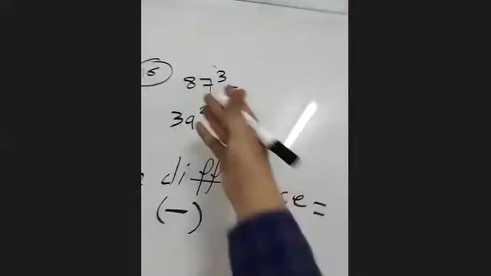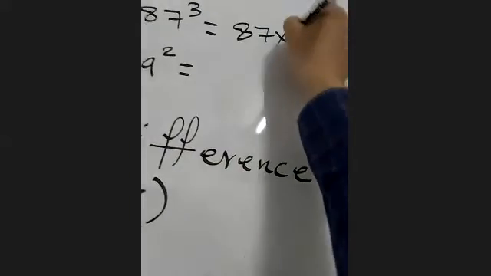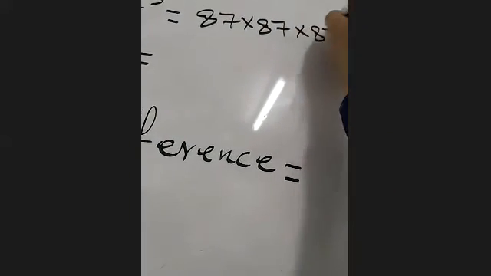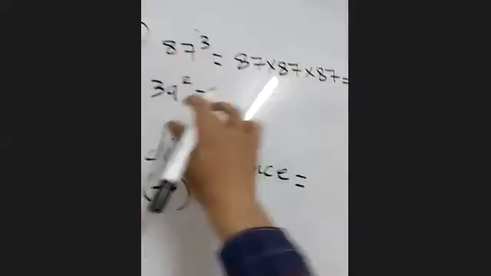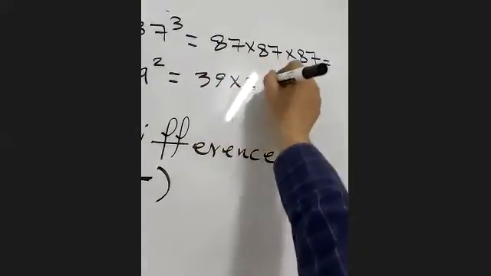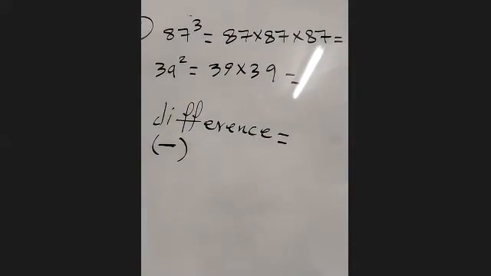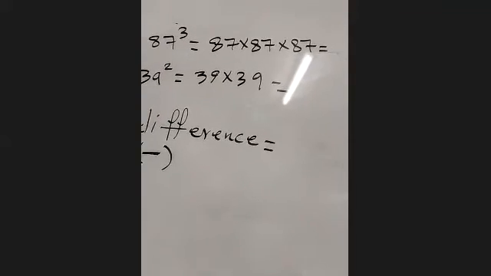Okay. So how do you find the answer of the first one, Rayyan? 87 multiply 87 multiply 87. Now let's find the answer here. And down here, 39 multiply 39 multiply 39. Now here we have a little bit big numbers, guys. We'll do them together. I will do them quickly. Just give me a second.